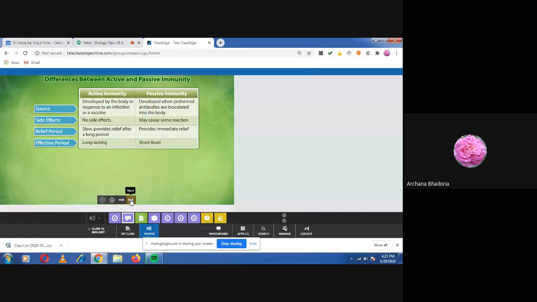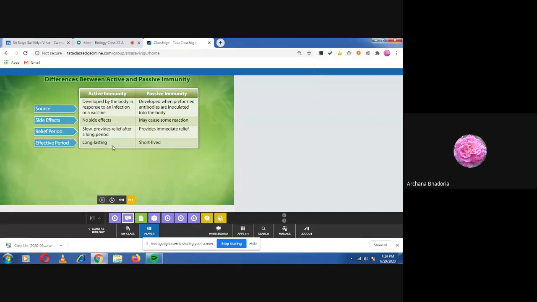And active immunity, it is slow, provides relief after a long period, and the passive immunity provides immediate relief. But वो relief ना short time के लिए होगा. So this is short lived. But your active immunity, because your immune system has got activated, and it will form the memory cells also, so it will be long lasting.